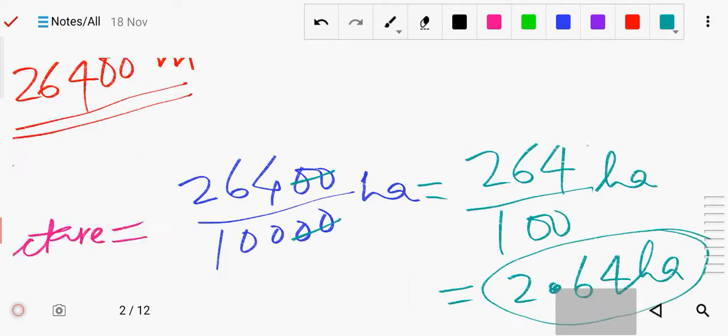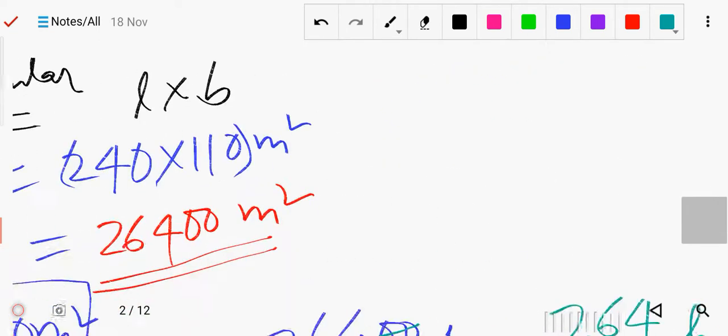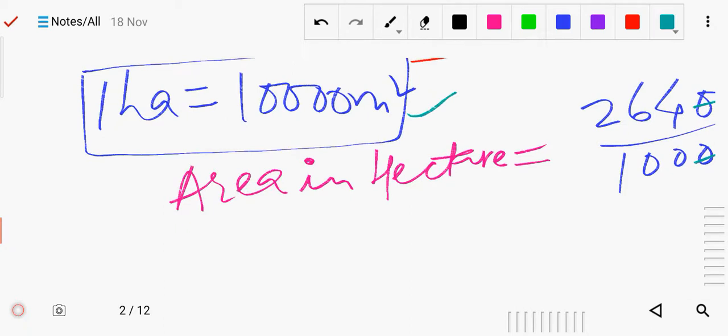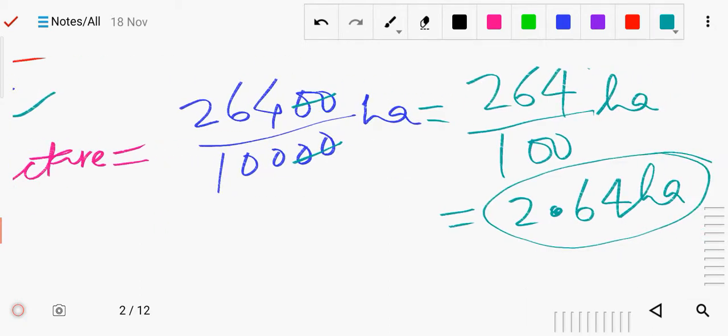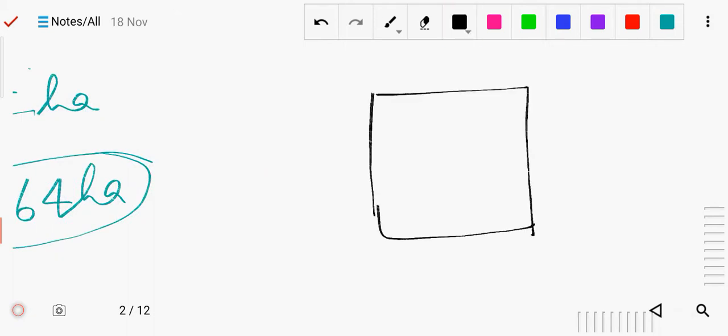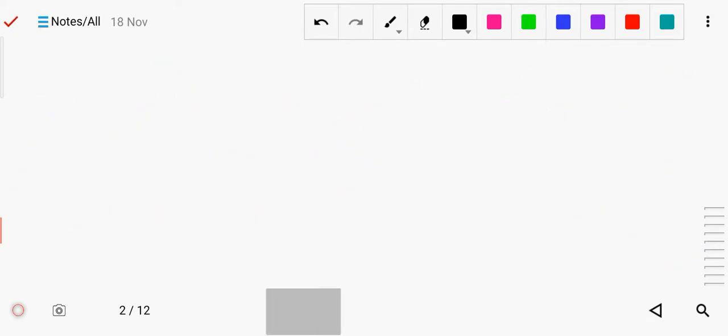Got it? So first of all, it is very simple: length and breadth are given, and you have to find the area. After finding the area, you have to convert it to hectare. In 1 hectare, there are 10,000 meter square. So you divide by 10,000 and you will get the answer in hectare. And you know that hectare is a bigger unit of area. And what actually is a hectare? If there is 100 meter of length and 100 meter of width, this makes 1 hectare.